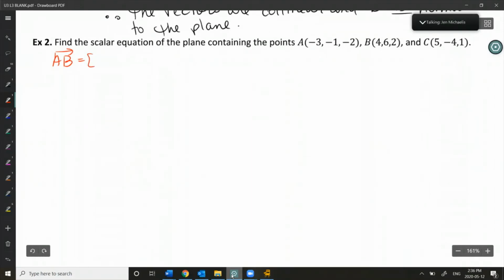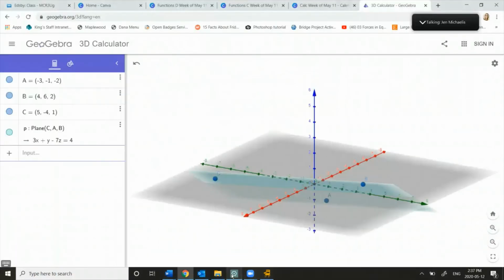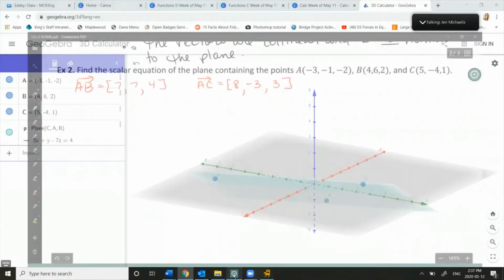Okay, so remember we want to do tip components minus tail components, so we'll do 4 minus -3, that gives us 7, 6 minus -1, and 2 minus -2. So there's our vector AB, here's AC. So tip components minus tail components, C minus A, gives us 8, -3, and 3. Okay, so we're going to take these, we're going to cross them, and that should give us a normal to our plane.